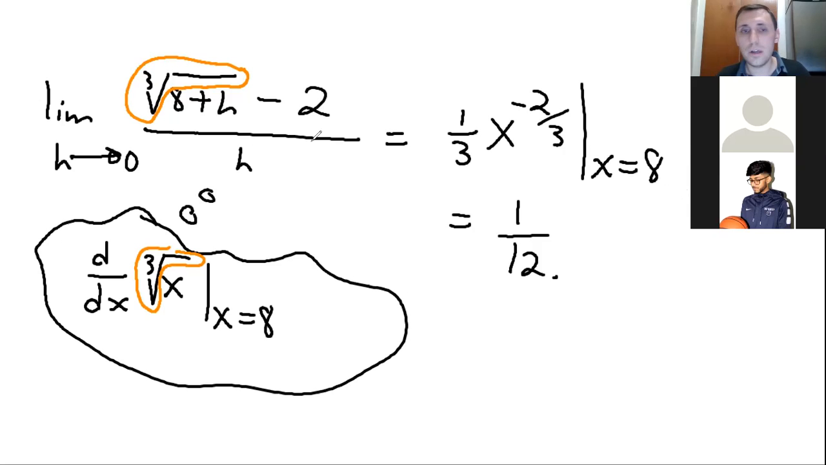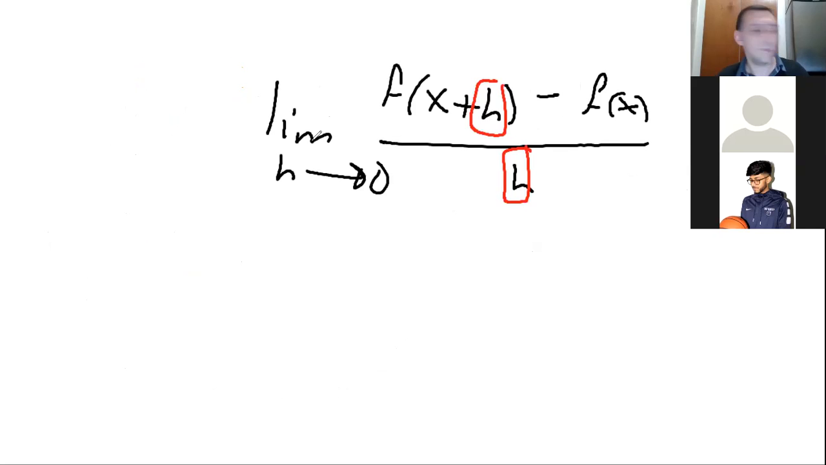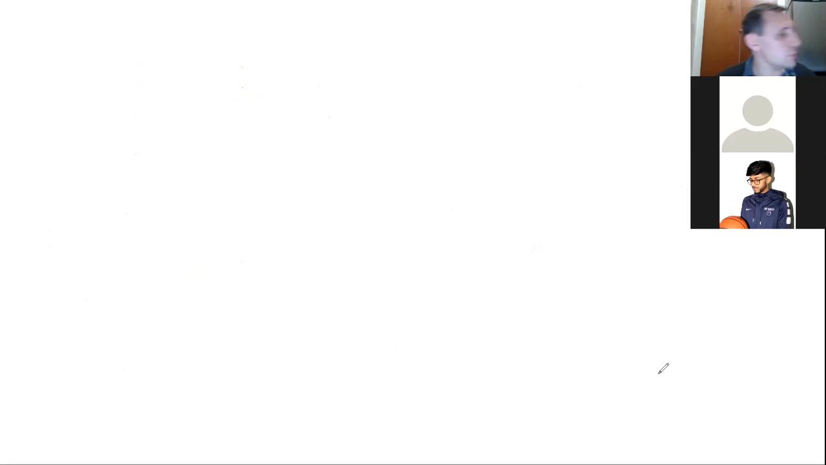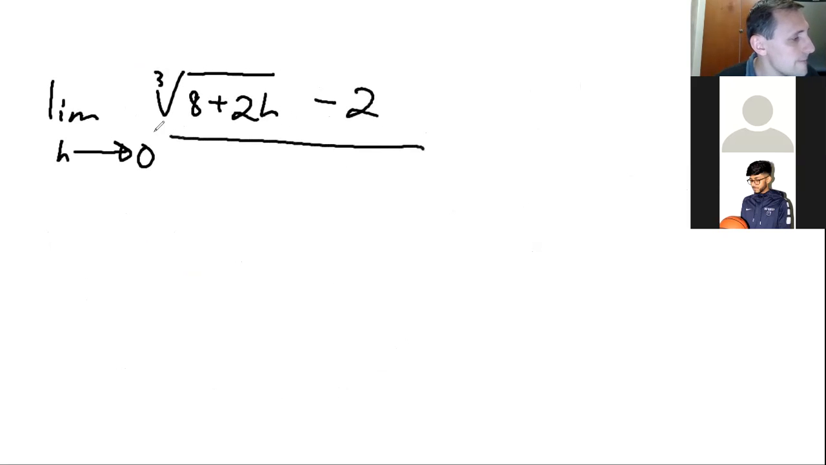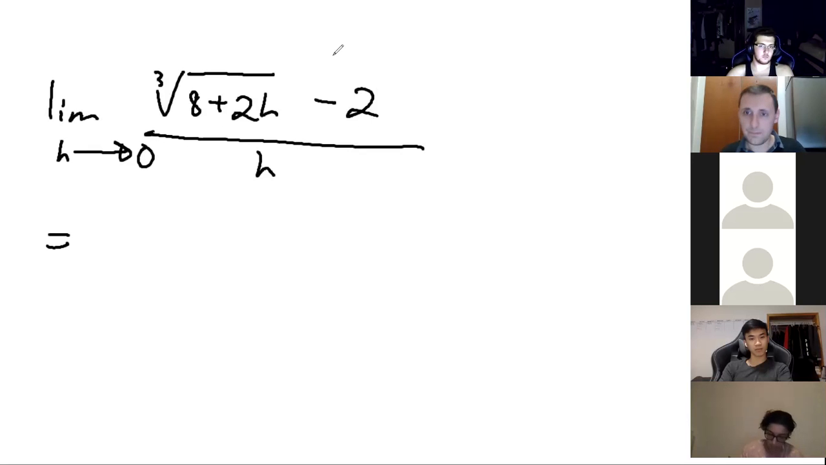So now, let me ask you about the same problem. Remember, the limit was 1/12. What is the limit as h goes to 0 of the cube root of 8 plus 2h, minus 2, divided by h? What is this equal to now? That can be done immediately if you understood what a derivative is. David says 1/12. What about the rest of you? What do you say?